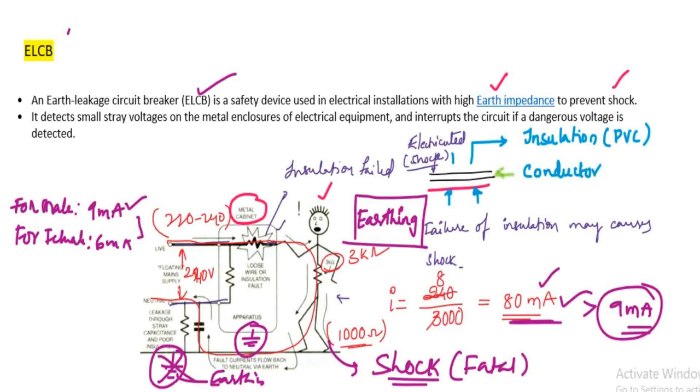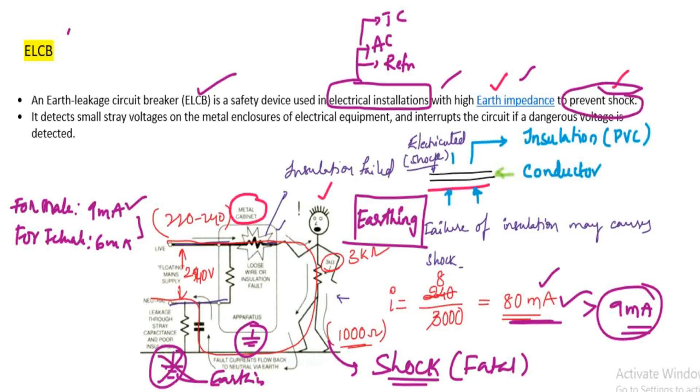Coming to the earth leakage circuit breaker, it is a safety device used in any electrical installations. These electrical installations are nothing but any ACs, TV, refrigerator, etc. All these are electrical installations. ELCB is a safety device with high impedance to prevent shock. It detects small stray voltages on metal enclosures of electric equipment and interrupts the circuit if a dangerous voltage is detected. I am going to explain it clearly.